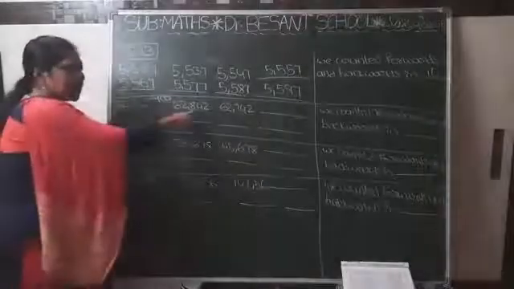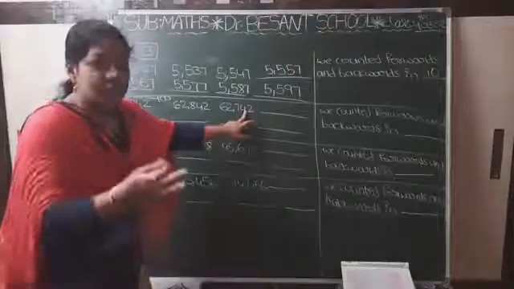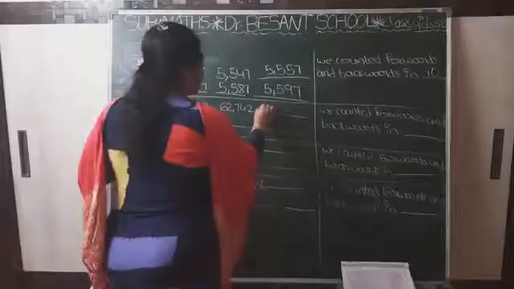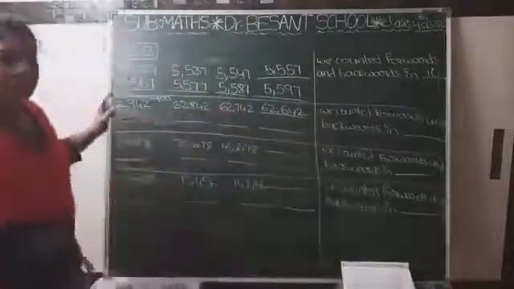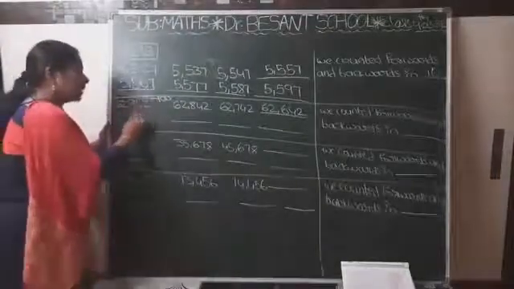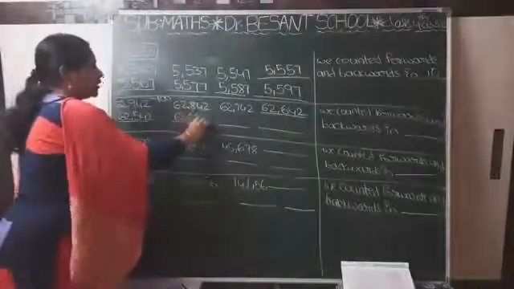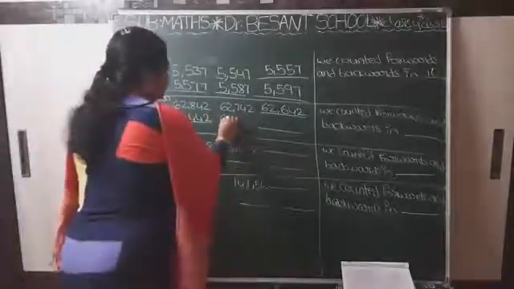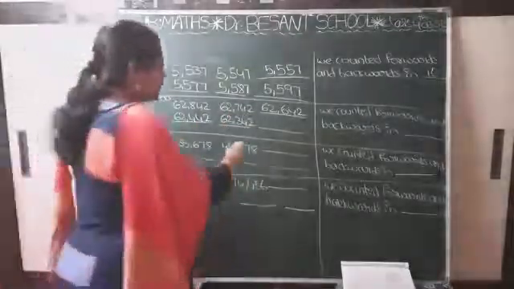942 minus 100 is 842. 842 minus 100 is 742. 742 minus 100 is what? 642. 62,642 is the next term. What is the next term? 62,642 will become 542. Next, 62,442. Next one, 62,342. What is the next one? 62,242.